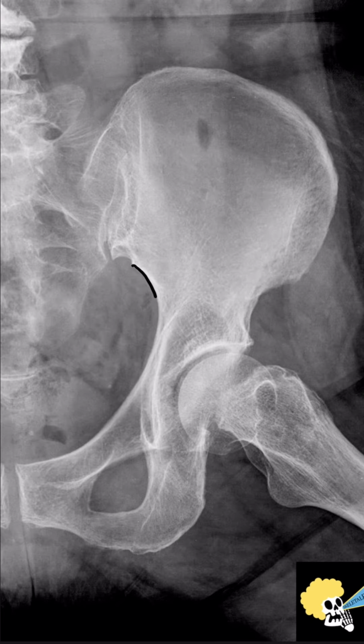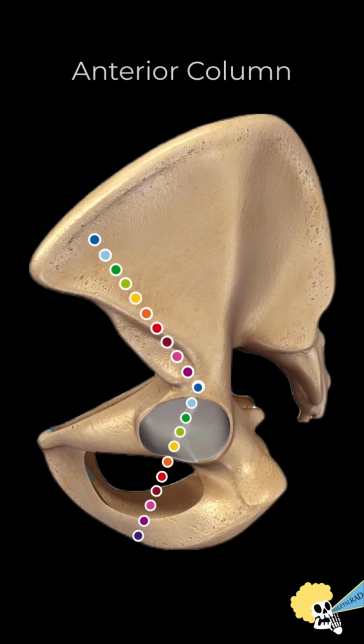The first line we're going to talk about is the iliopectineal line that goes from the sciatic notch to the symphysis pubis. It extends from the iliac bone to the pubis, which is the anterior aspect of the obturator ring. And for that reason, when it's disrupted, it suggests an anterior acetabular column fracture.